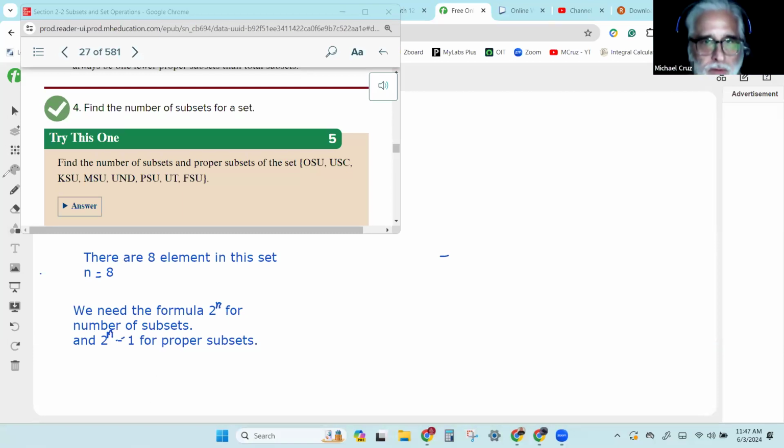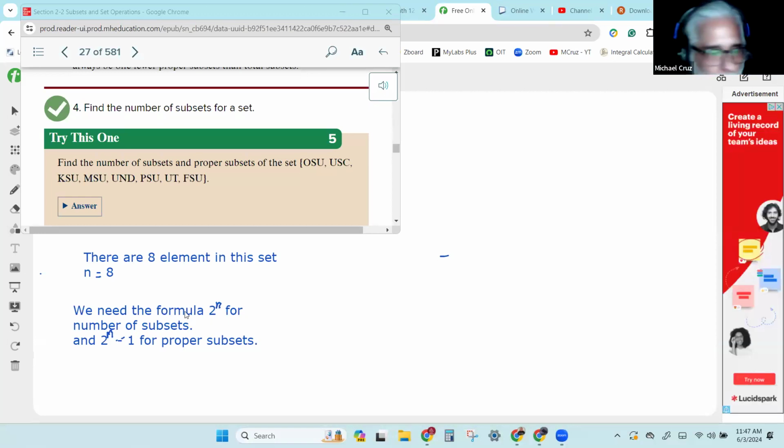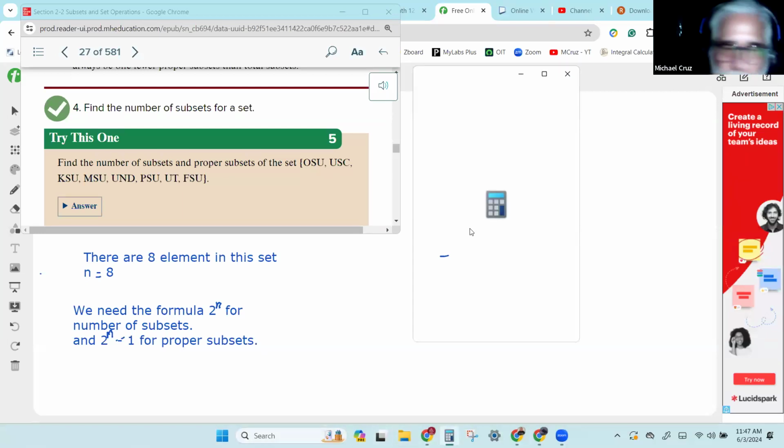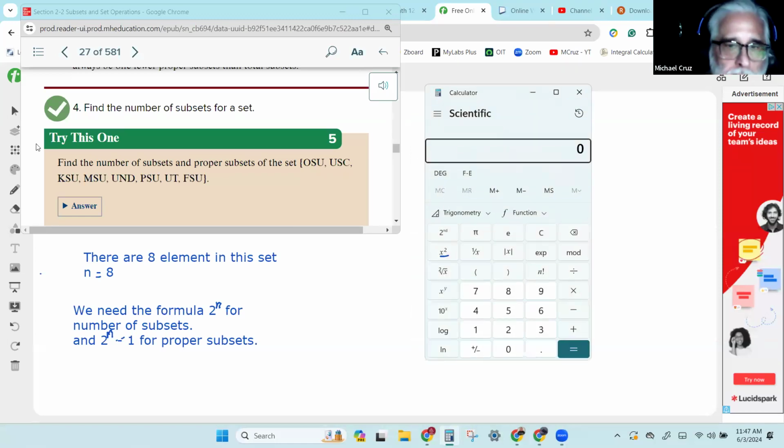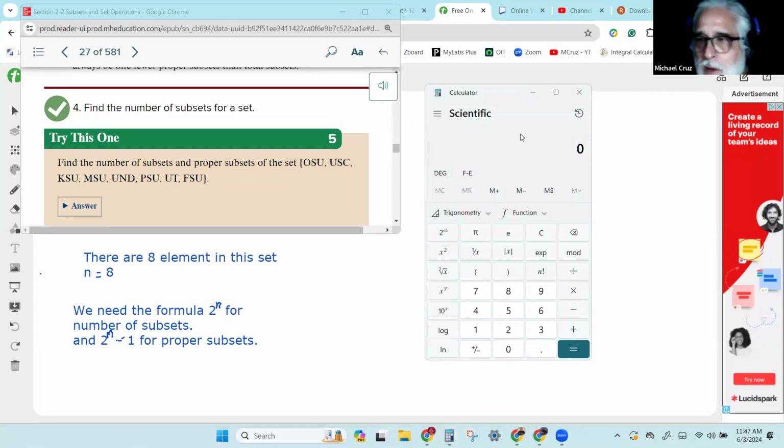So if you got this one here, that's all you really need, the 2 to the n, because the n is the number of elements, and then we whack that out with a calculator, and for proper subsets, we subtract 1. All right, so I just got this little calculator here. It doesn't really matter which calculator you use. You want to use that TI, and I really wish I had a virtual one, but I don't know if they make them.